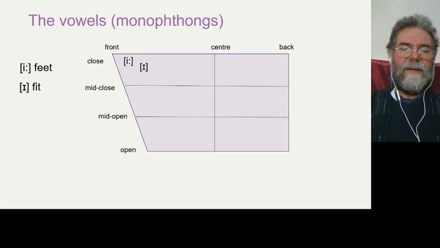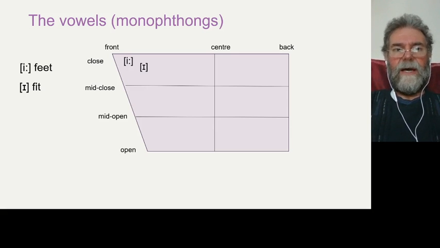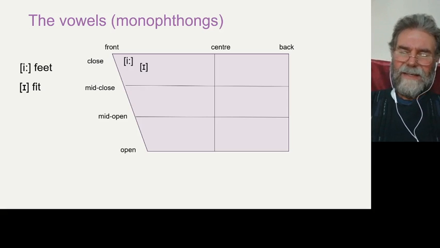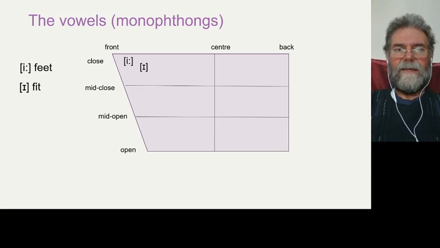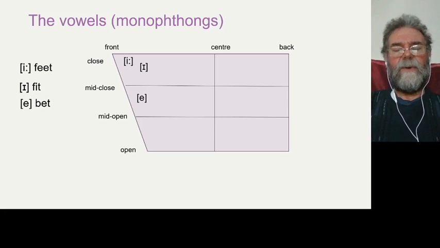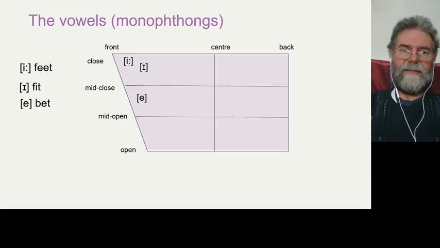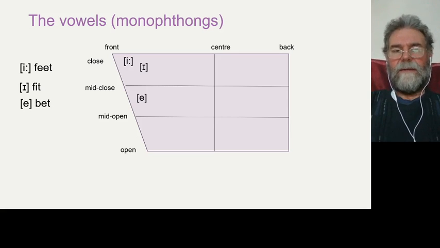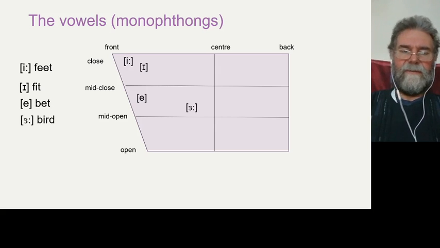Okay, so in English then we have these 2 front close vowels, one a long one, a short one, and slightly different in positions. Staying at the front, coming down towards between the mid-close and mid-open, we have the E vowel, as in the word bet. That's also a short vowel, not a long vowel. We do have a long vowel around about there, but it's further towards the centre, and this is the vowel.